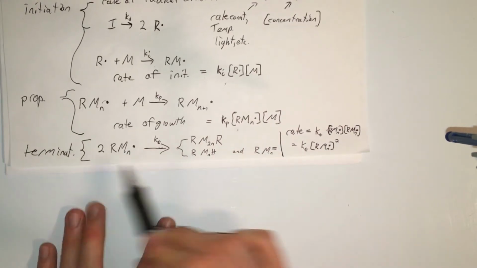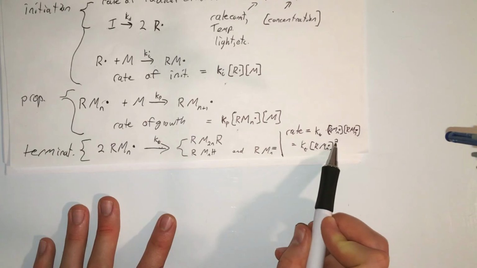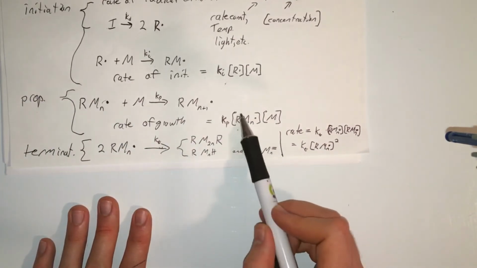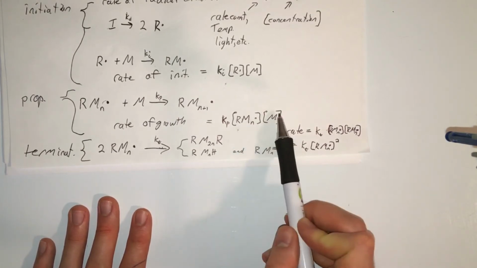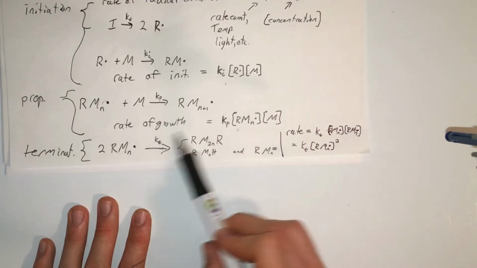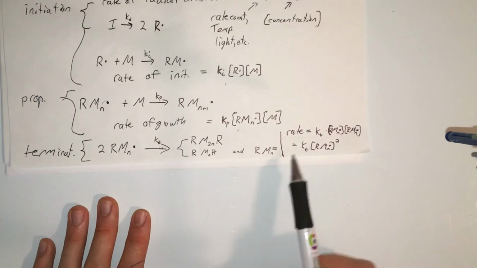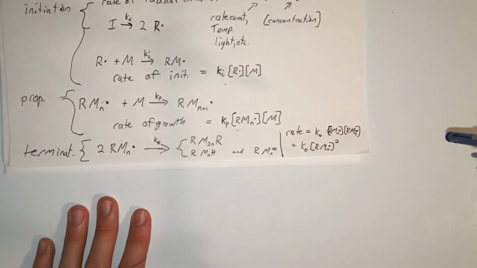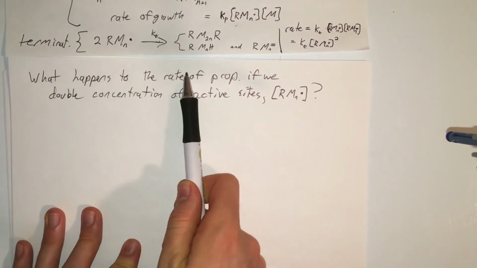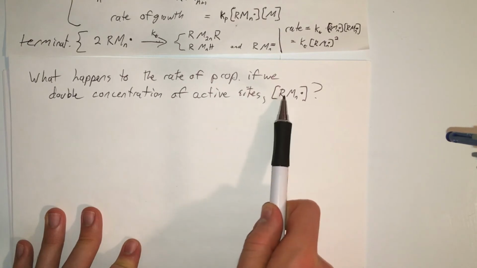So the rate of termination is proportional to actively growing chain concentration squared, whereas the rate of propagation is proportional to the concentration of actively growing chains times the concentration of monomers. Usually the concentration of monomers is quite large, so this process happens frequently, but this process does happen enough for, well, polymerization to end. All right, so now here's a question to think about. What happens to the rate of propagation if we double the concentration of actively growing sites?